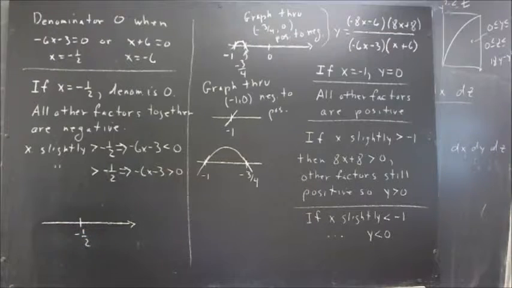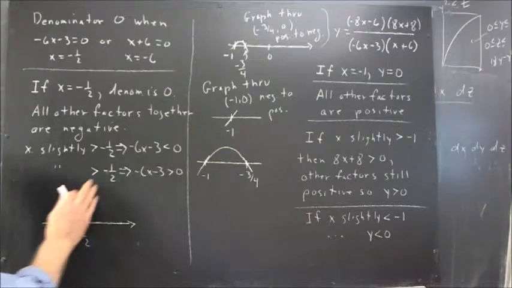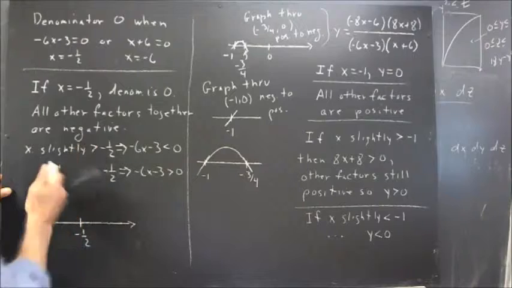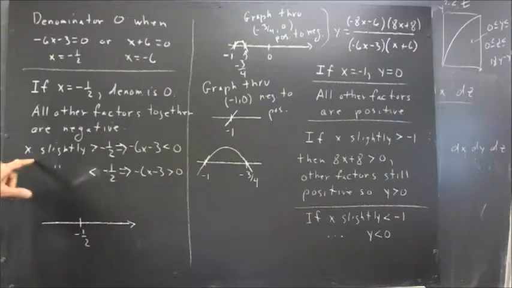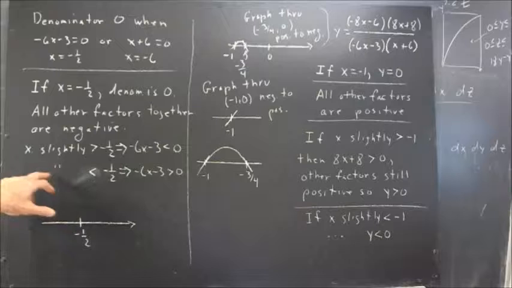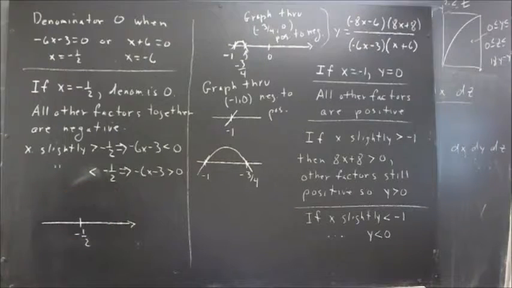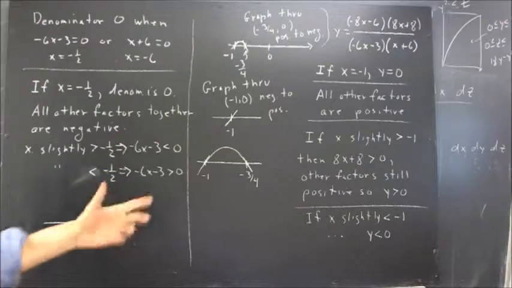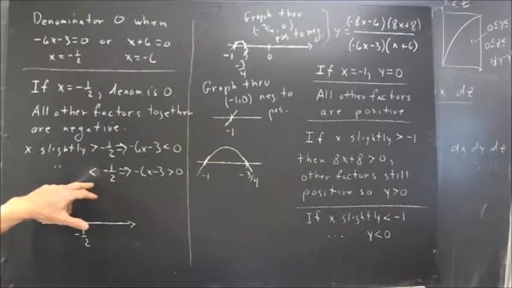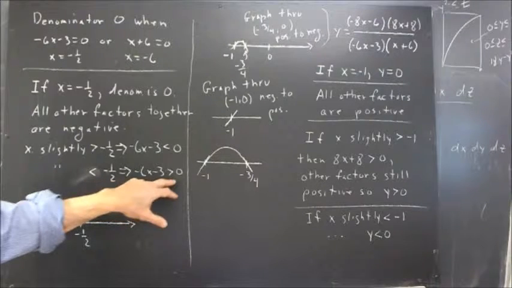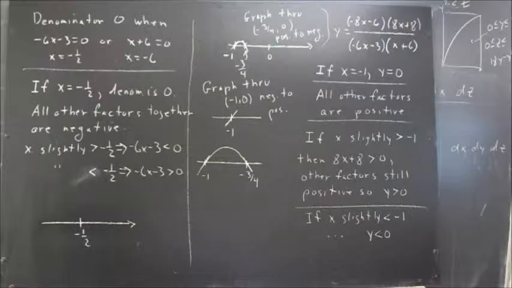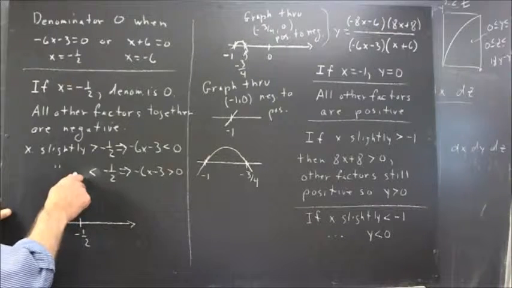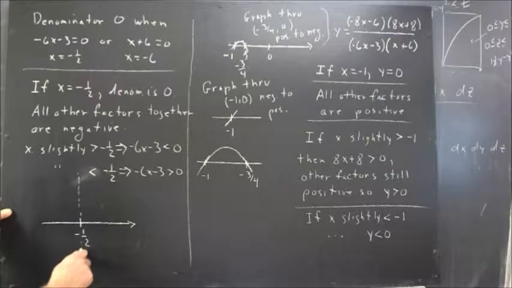I just said that wrong. I read what I had here. Of course, I want to look at what happens when x is slightly greater than negative 1/2 or when x is slightly less than negative 1/2. So when x is slightly greater than negative 1/2, this expression is less than 0. You can check that out. If x is slightly less than negative 1/2, then negative 6x minus 3 is going to be greater than 0. Let's just draw a line of demarcation here.